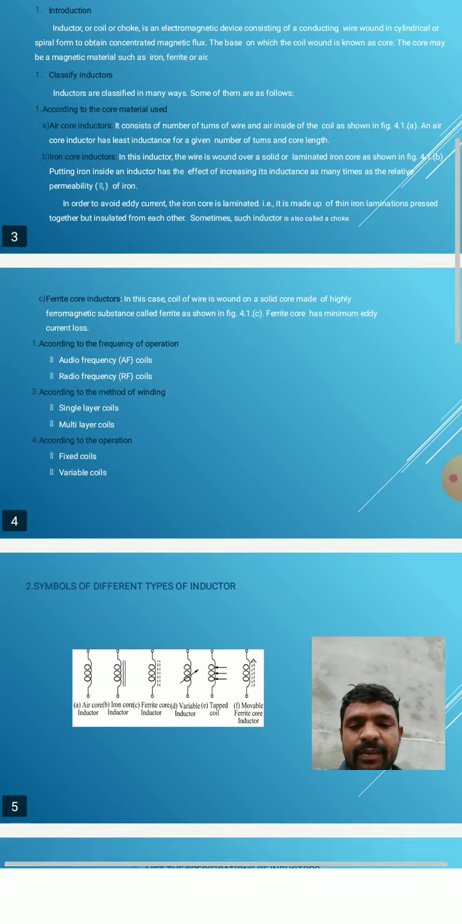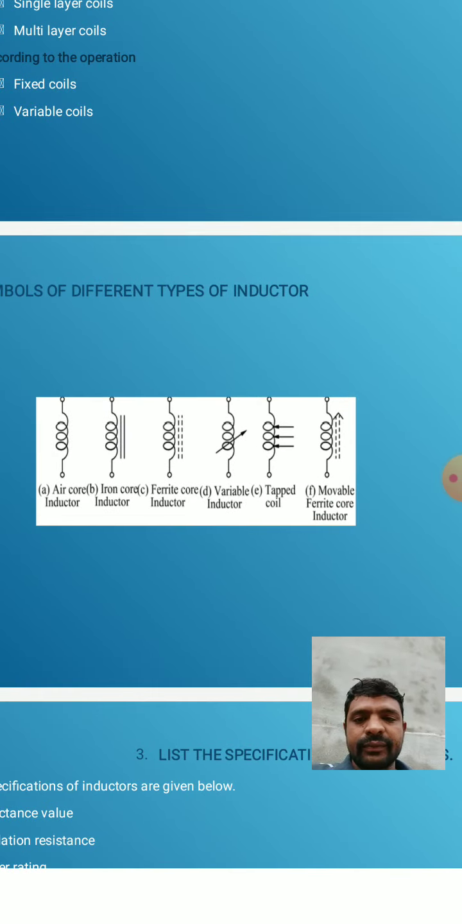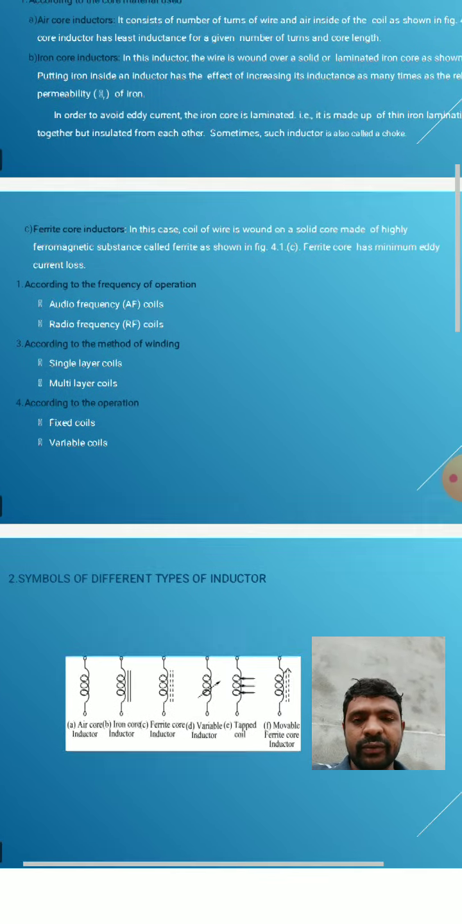These symbols are shown here: air core inductor, iron core inductor, ferrite core inductor. The air core inductor has the simple inductor symbol, the iron core has the inductor symbol with two lines, and the ferrite core has the inductor symbol with dashed lines. These are three different types of inductors shown.